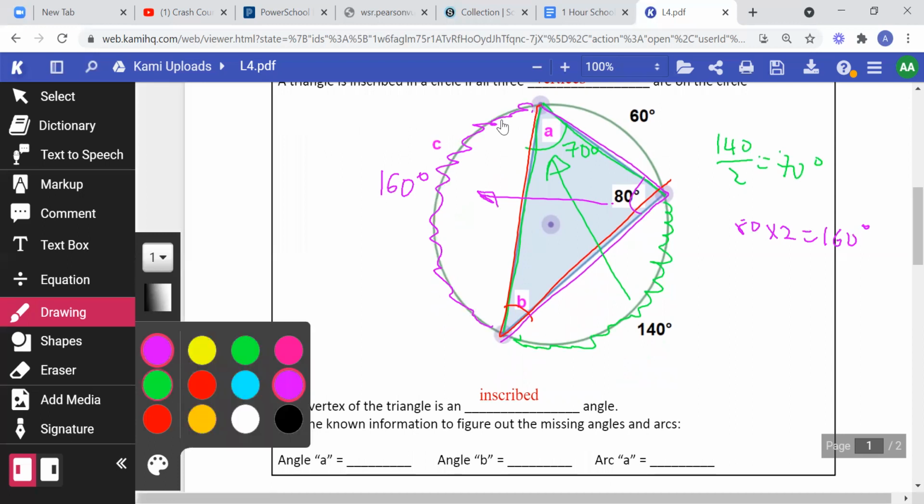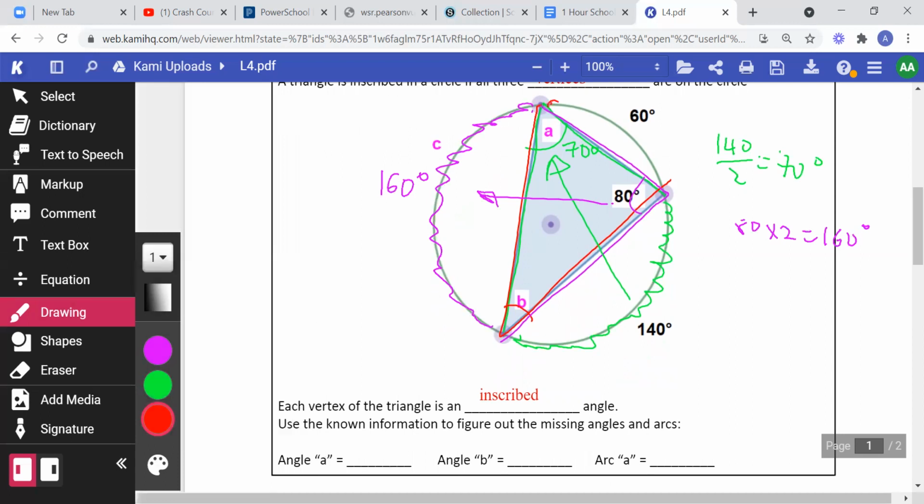And for the red, we have this arc that is 60. So the inscribed angle here is definitely going to be 30. That will be half of that arc. So 60 divided by 2, which is 30. So that means this angle B is 30.